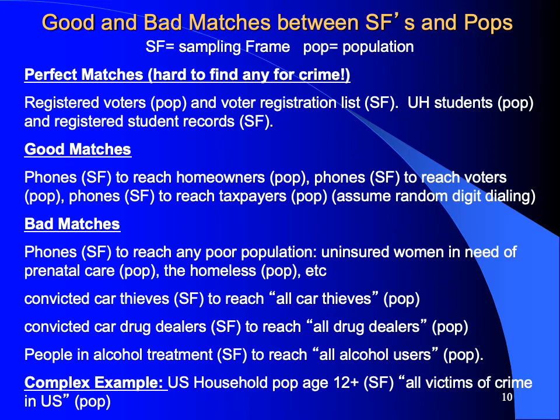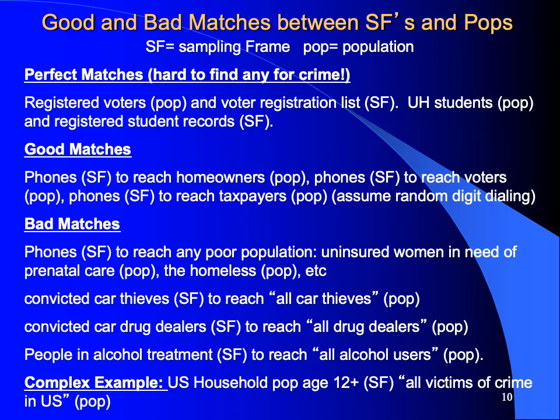What if my population was UH students? Is there a list that perfectly matches that population? Remember, a list is a sampling frame. Yes. If I'm interested in registered students, the University of Hawaii keeps a list of registered students. Not that you could get that list, but there is a list theoretically out there that matches it.